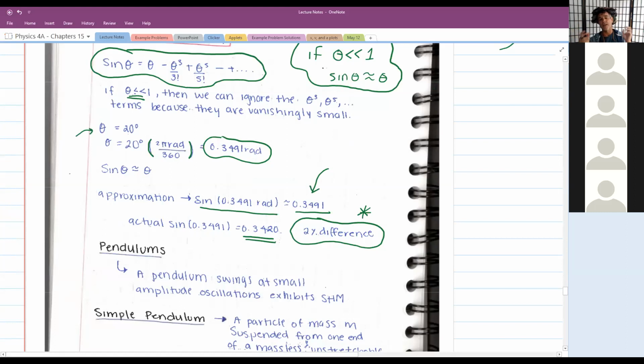Now, for something like 10 degrees, the approximation gets even better. What I generally tell people about using the small angle approximation is that if the angle is less than about 20 degrees, and again, you have to convert it to radians, you can use the small angle approximation and your percent error is going to be less than a couple percent. Okay, you will use that in 4B a lot.